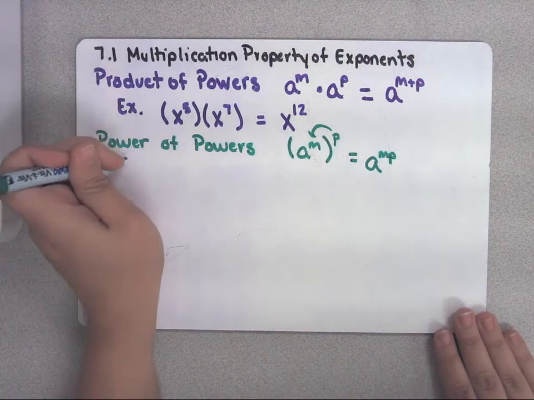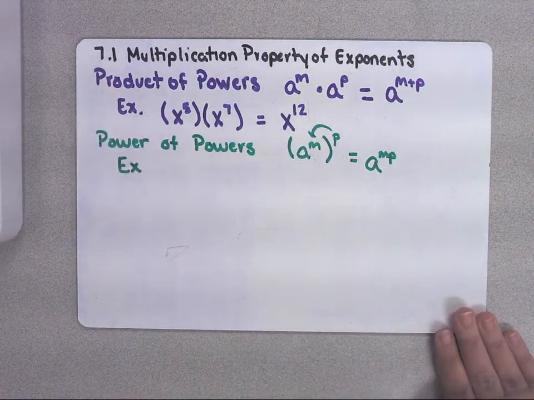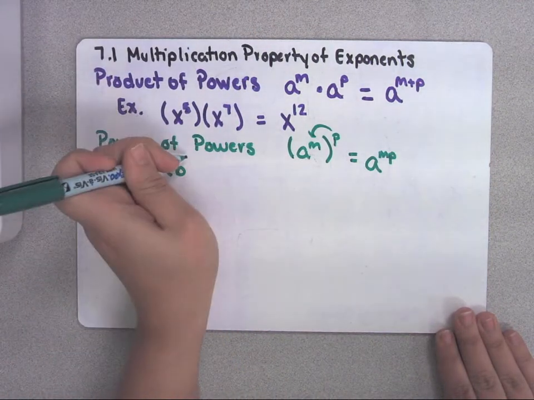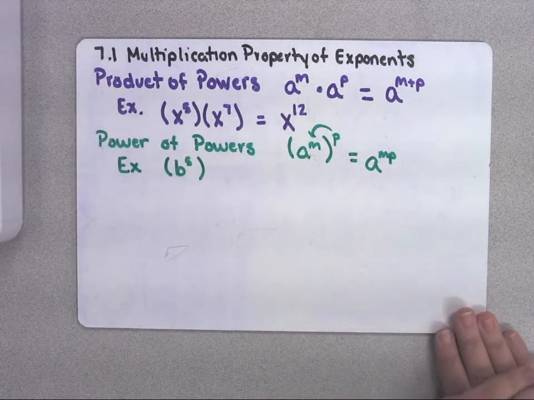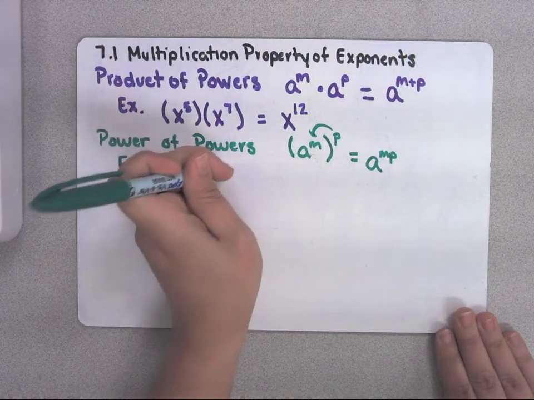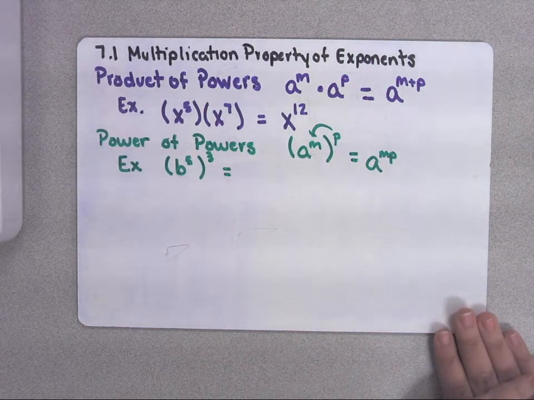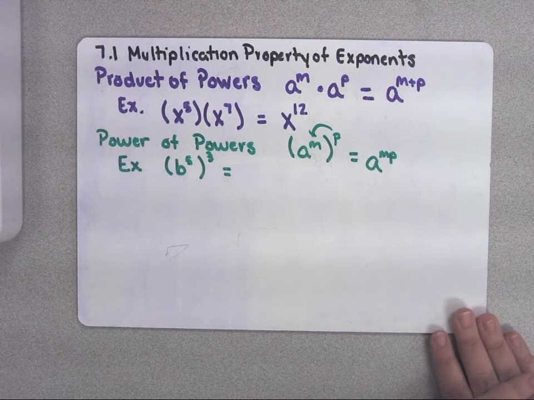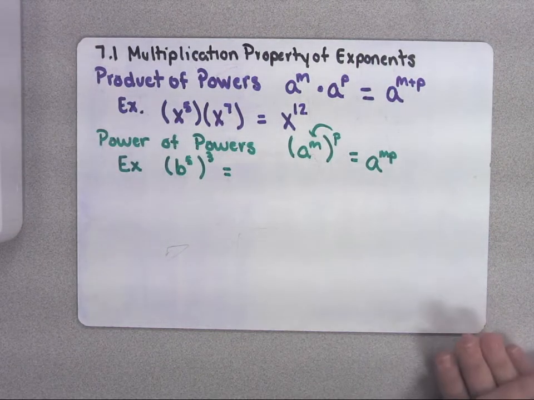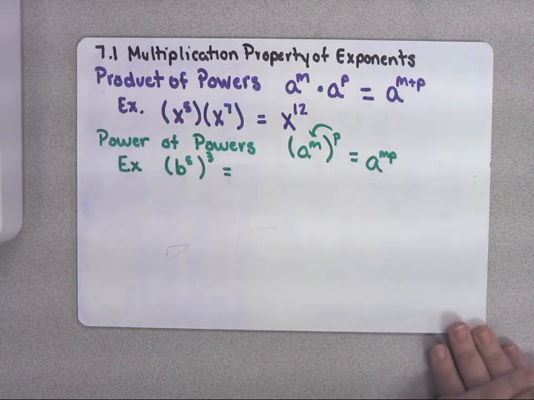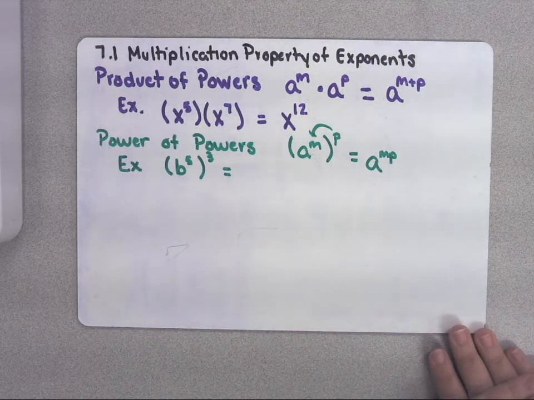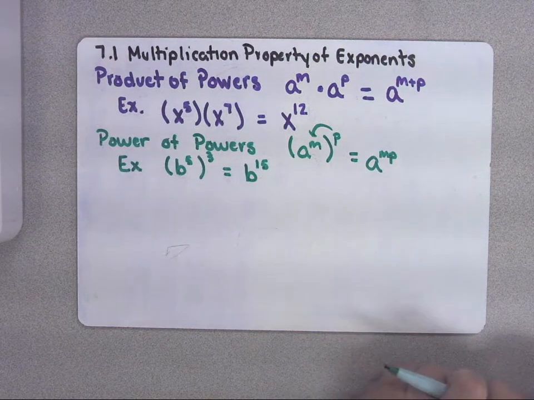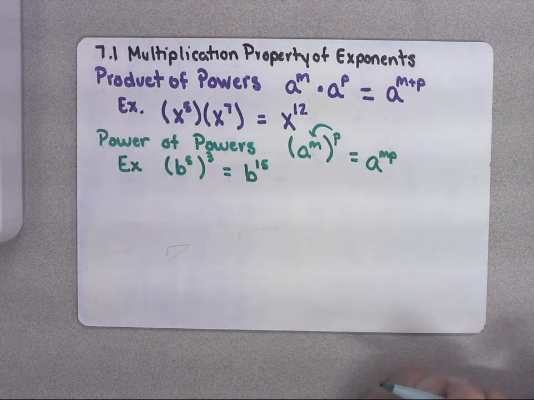Okay, example. Pretty easy. In parentheses, b to the 5th power, close your parentheses, to the 3rd. What is my final answer going to be, Isaiah? What's my answer going to be? Multiplication. Yeah, b to the 15th. When you distribute, you multiply.